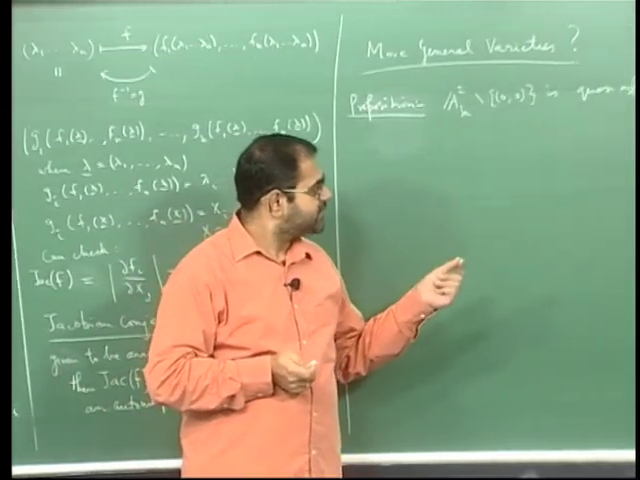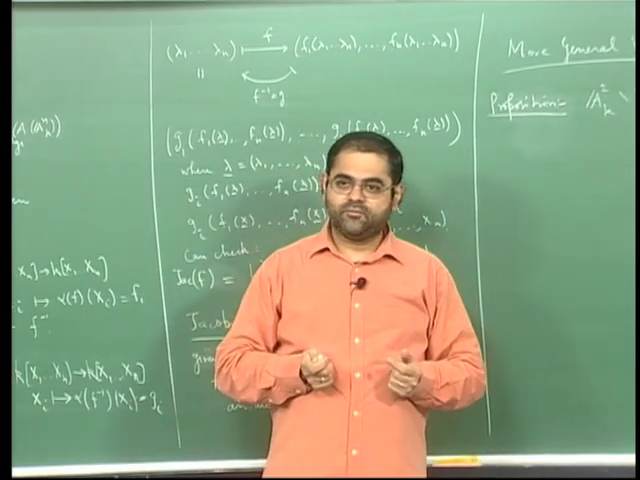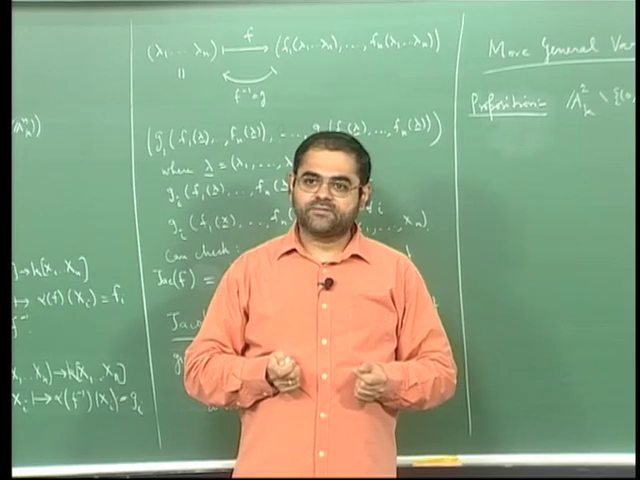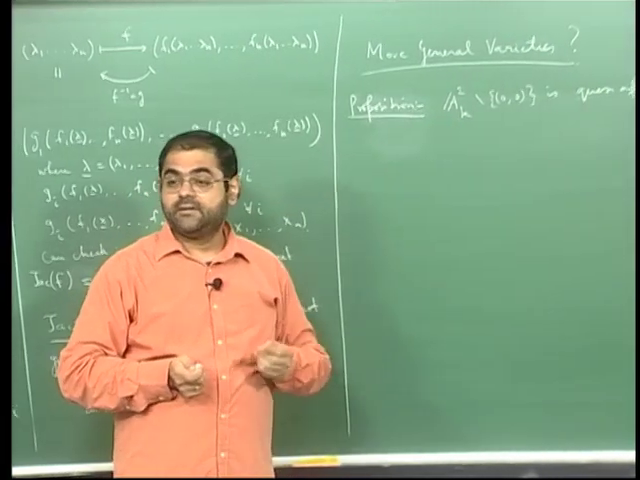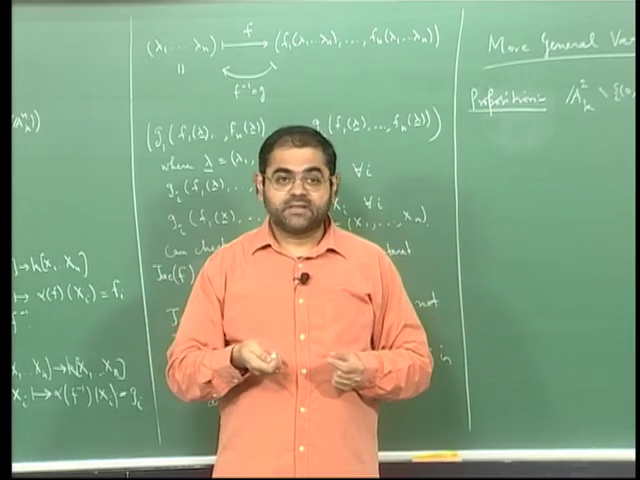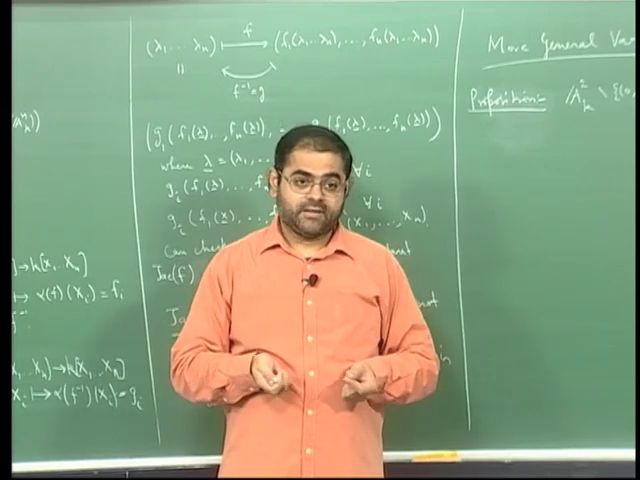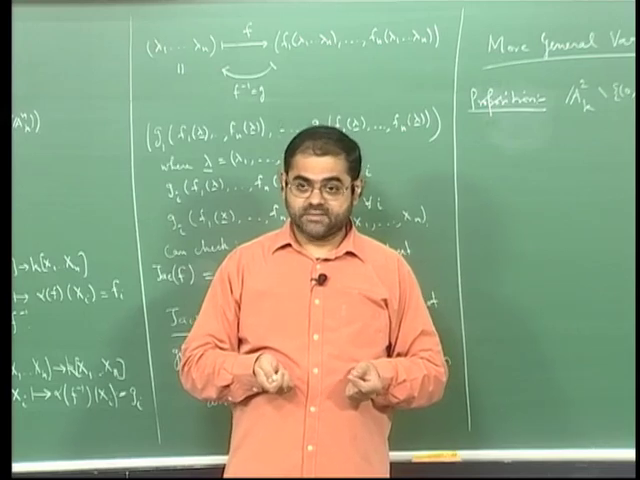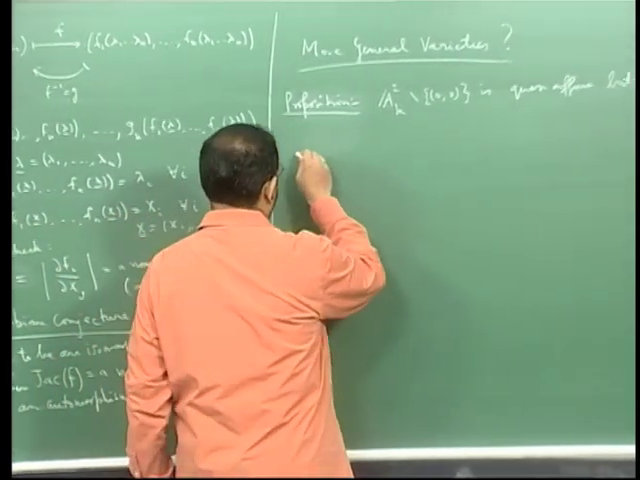If you state it in this generality, the proof looks very difficult to verify, because I would have to look at all possible morphisms of this into various affine spaces, and check that each one of these is not an isomorphism onto a closed subset. That's what it means.